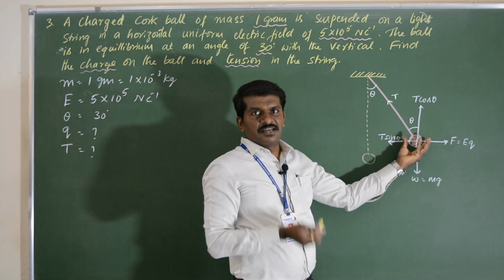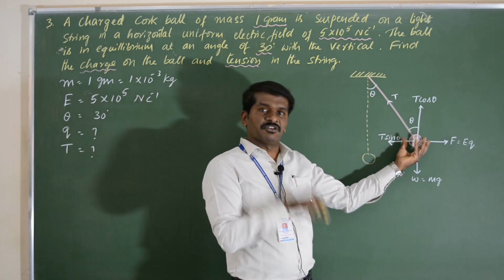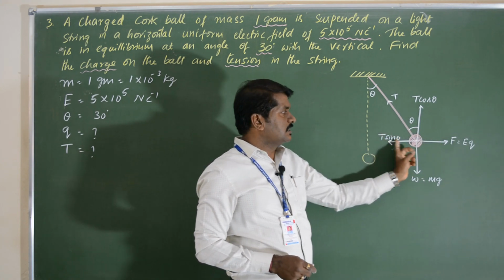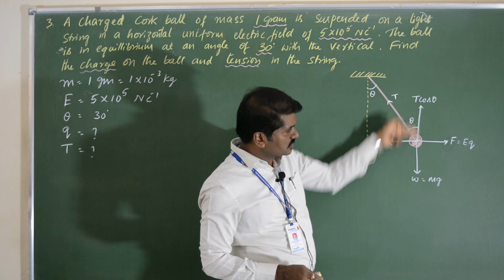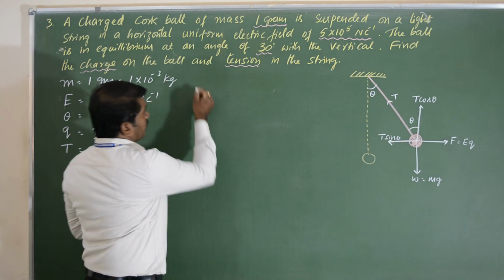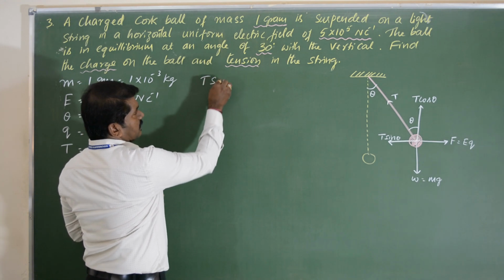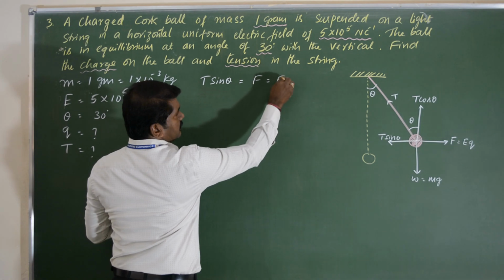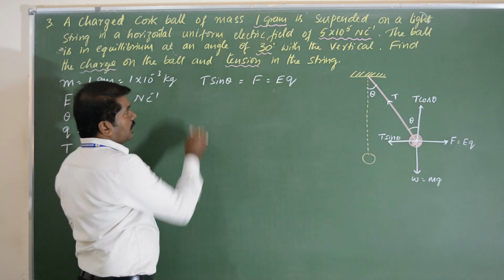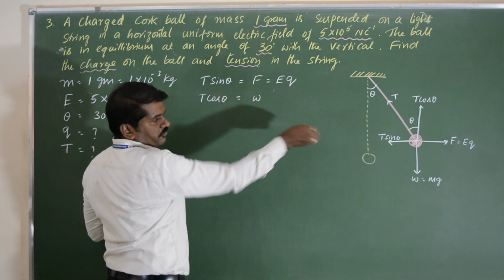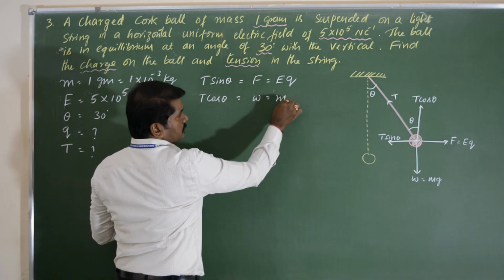This ball is in equilibrium. If it is in equilibrium, the two forces must be equal and opposite. That means these two must be equal and opposite, and these two must be equal and opposite. Therefore, from that diagram we can write: T sin theta must be equal to F, that is nothing but EQ, and then T cos theta must be equal to W, the weight of the ball, that must be equal to mg.